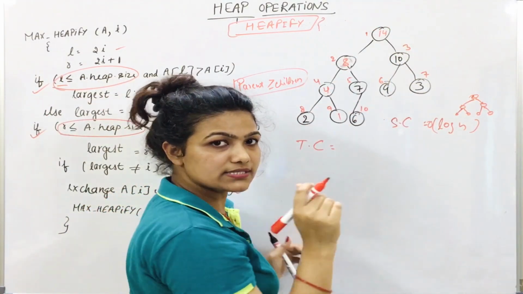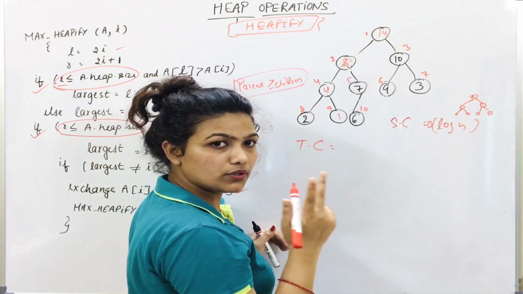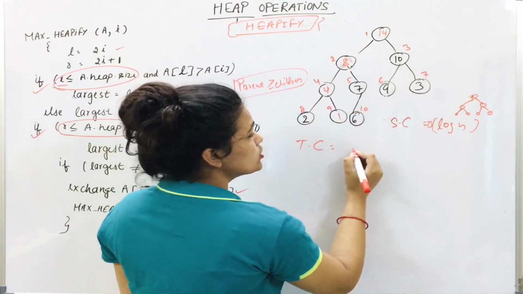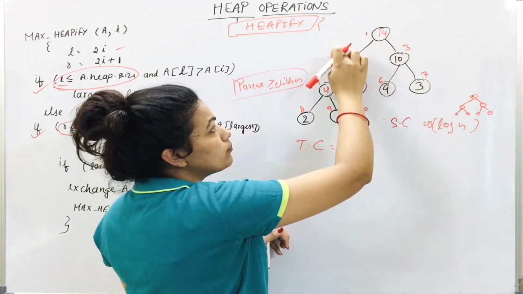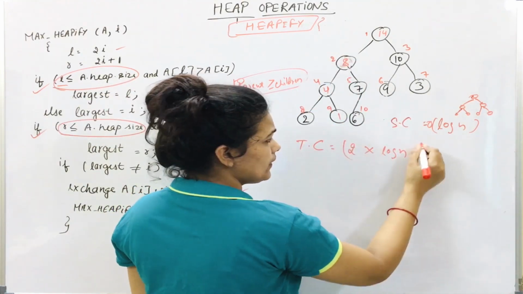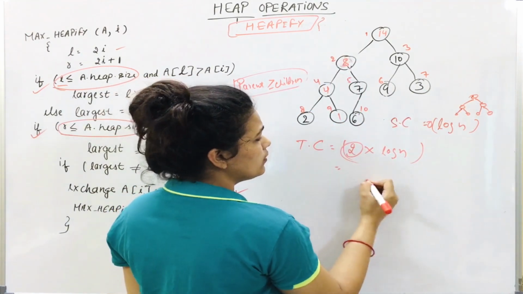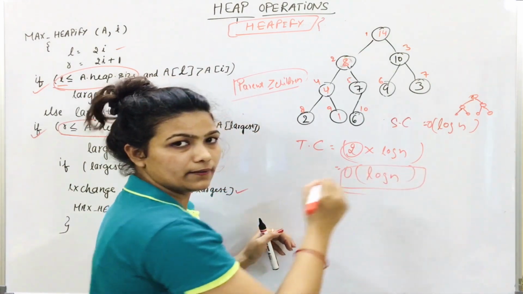So for one position down, how many comparisons are we doing? Two comparisons, for this and this. So 2 into what is the tree height? How many comparisons do we have to do? Log n times. So 2 times log n. Simply, 2 is a constant, we can ignore. You simply remember time complexity is order of log n.